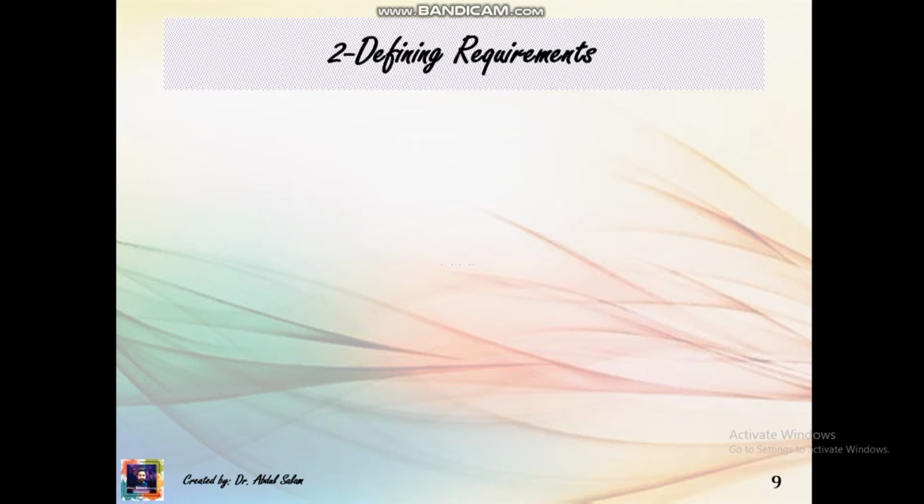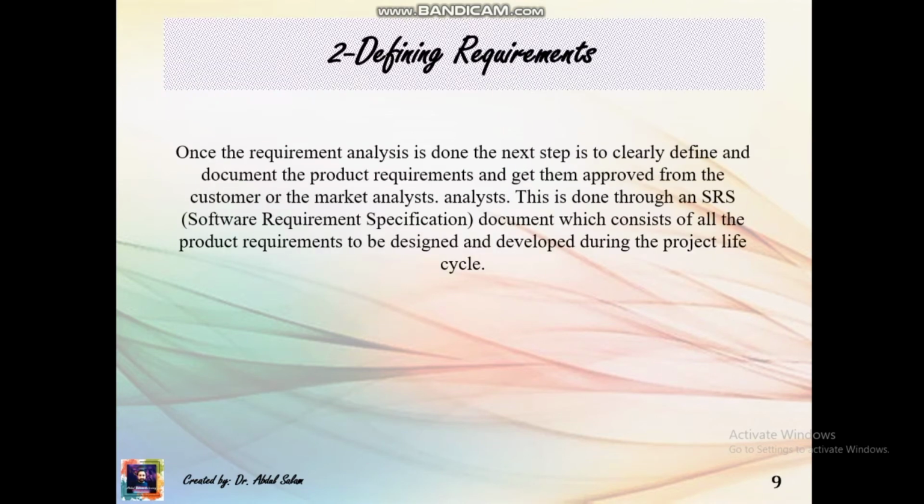The second one is defining requirements. Once the requirements analysis is done, the next step is to clearly define and document the product requirements and get them approved from the customer and the market analyst. This is done through an SRS, software requirements specification document, which consists of all the product requirements to be designed and developed during the project life cycle.